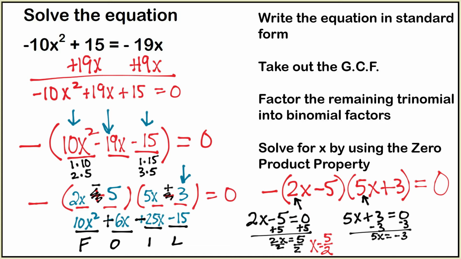And then I divide both sides by 5, and my answer is x equals negative 3/5. So these are the solutions to my original equation.